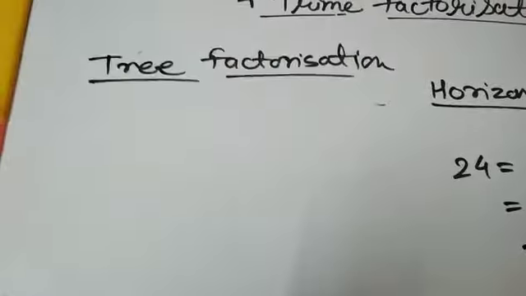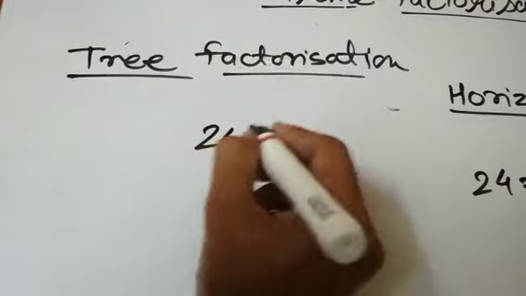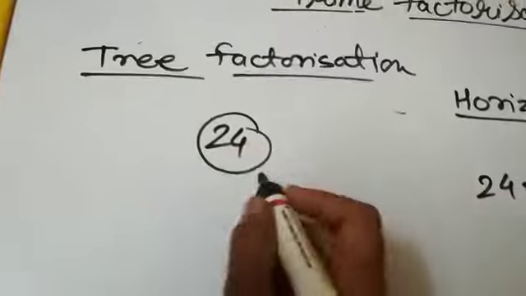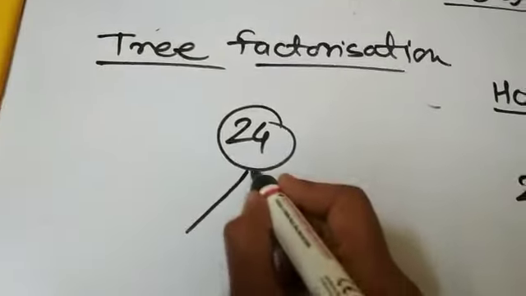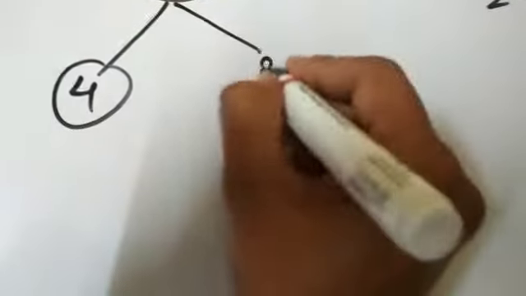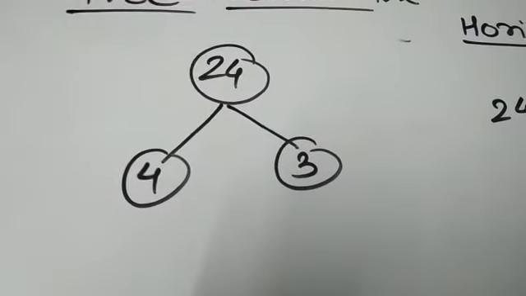One more method is there, that is the tree factorization method. You will get why we call it tree factorization, because we are splitting or writing the factors like the branches of a tree. We will go with the same example now. For that you have to write the number which you have to factorize. Then 24 I can write as 4 3s are 12. Fine.